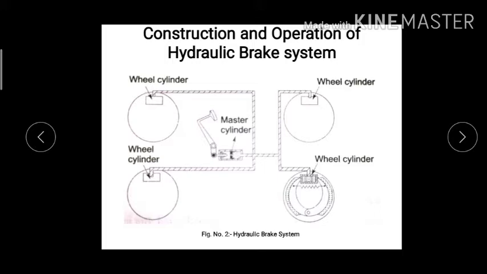And to retract it back, whenever we release the pedal, what happens? Whatever oil is there in the wheel cylinder will try to get into the master cylinder again, and the piston retracts because of the spring in the master cylinder. There is also a spring in the wheel cylinder which will try to get the brake shoe back to its original position. So this is the operation and construction of the hydraulic brake system.